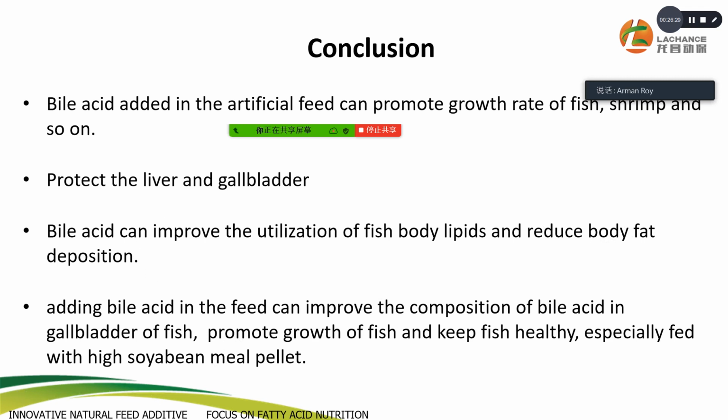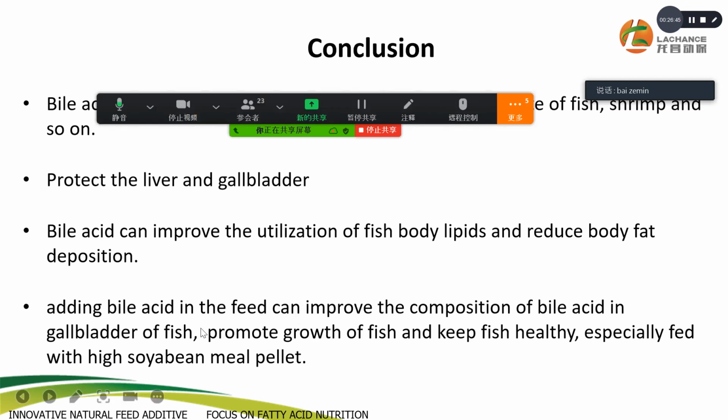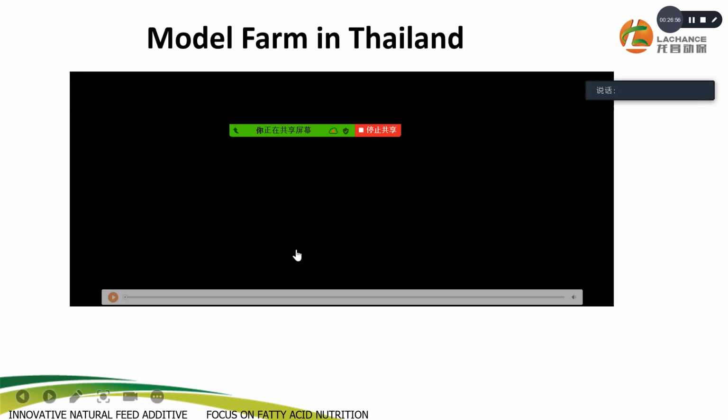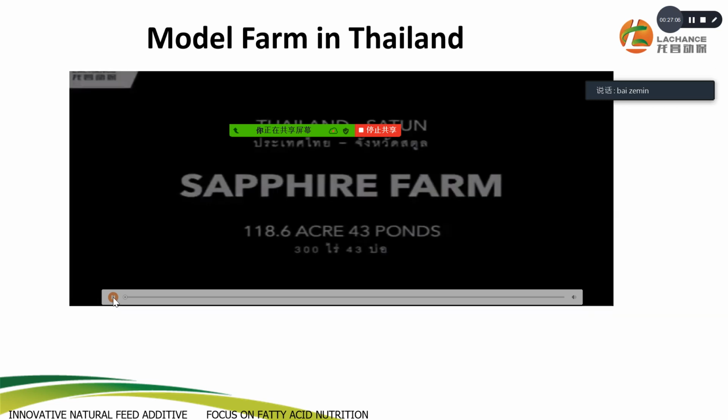And when we replace fish meal with plant protein, definitely if we add some bile acid, it will promote the growth of the fish and improve the feed efficiency. I mean, now we found that with more than 40% replacement we need some bile acid. Okay, this is our model farm, which is in Thailand. I just take 1.5 minutes to share with our audience.